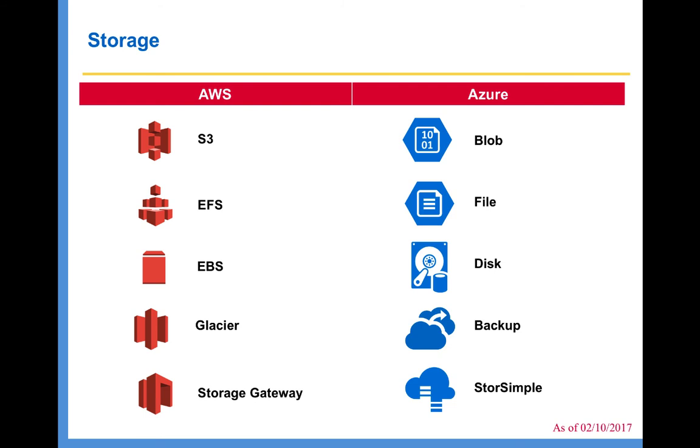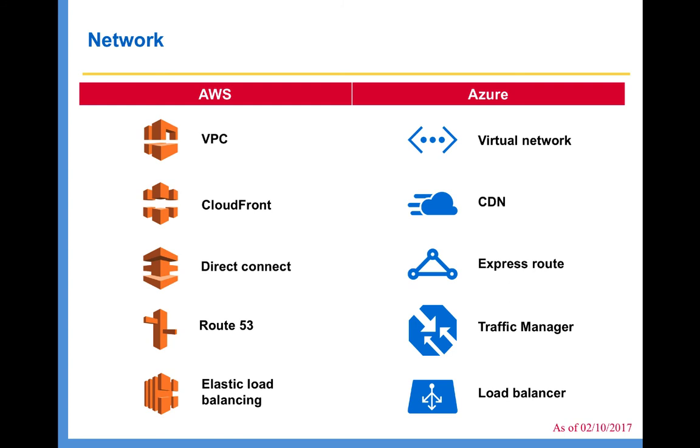So let's go to the network now. In network, if you want to create your own network in the cloud, then you can use AWS VPC, which stands for Virtual Private Cloud. And in Azure, you can use Virtual Network. Using any one of these services, you will be able to create a logical isolated space in the cloud where you can deploy virtual machines, etc. And both VPC and Virtual Network are the fundamental building blocks in AWS and Azure respectively.